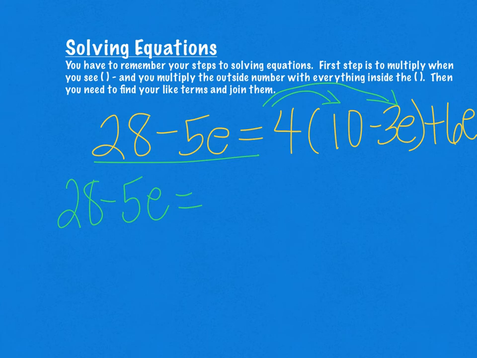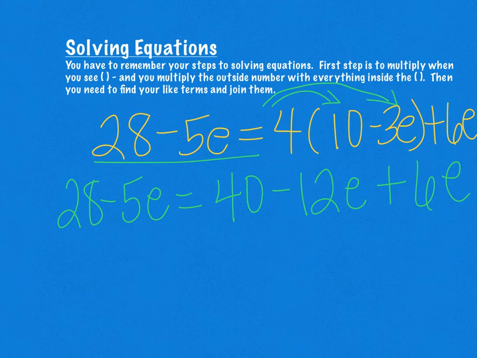So I'm going to do the 4 times the 10 to give me 40. Then I'm going to do 4 times negative 3e. Well, 4 times 3 is 12, but since you have that negative sign, it's negative 12e plus the 6e that was already there. So now, when I say join like terms, I mean the e's. So right here, I can see that I have negative 12e and positive 6e.